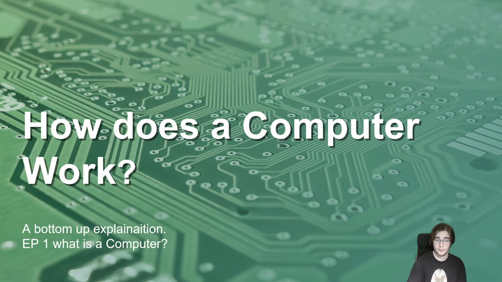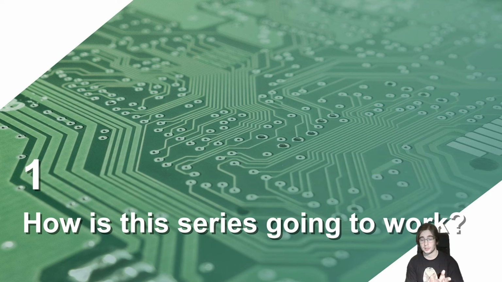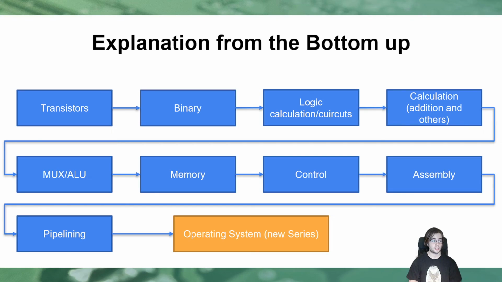And first of all, of course, how is this series going to work? Got a little slide for you. Here's a little graph of what topics we're going to be going through. First of all, this is going to be a bottom-up explanation. With that, I mean we're going to be starting in the physics layer and working our way up until we have a working processor in a way.